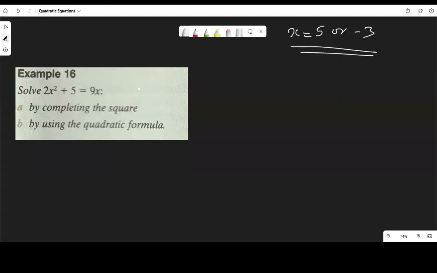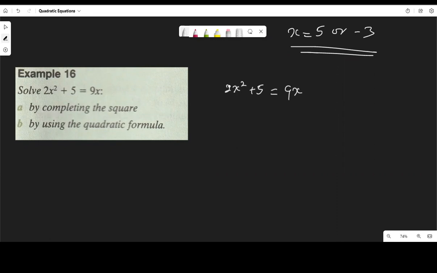Then I have example 16. This one specifies the method we are to use in solving the question. Solve 2x squared plus 5 equal to 9x, A by completing the square, B by using the quadratic formula.